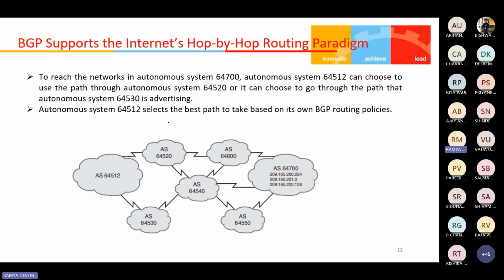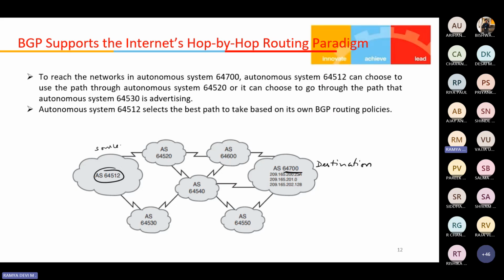The next one, multiple entry points, 64700. As we have seen, this is the source point. I'll take this one as the source. It needs to reach the destination. We'll take this one as the destination.